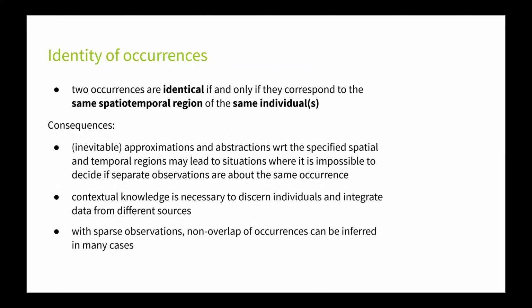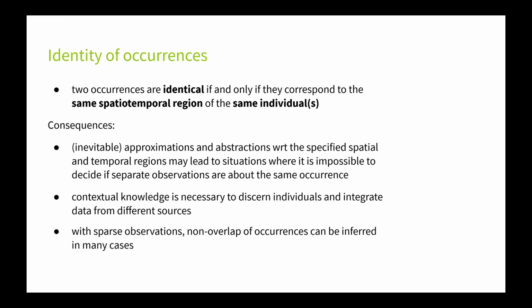Regarding the identity of occurrences, the model has a clear reading. Occurrences are identical if and only if they correspond to the same spatiotemporal region occupied by the same individual or individuals. Consequently, approximations or abstractions of the spatial and temporal coordinates, which in many cases reflect inevitable methodological limitations, may present challenges for distinguishing occurrences when data is integrated from different sources.